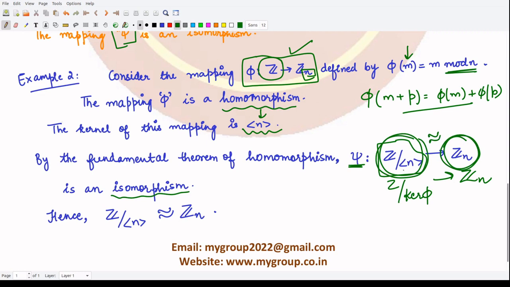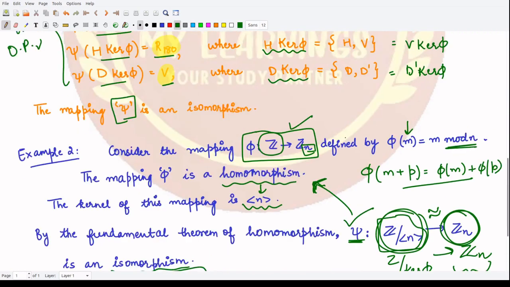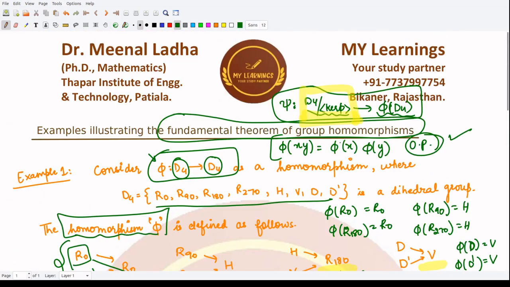So you see how simple it becomes. That means the structure of this factor group and this integers modulo n group is the same, because we have an isomorphism between them. This isomorphism is obtained from this mapping, which we obtained from the homomorphism. So this is the utility of this theorem. I hope you understood these two examples well.